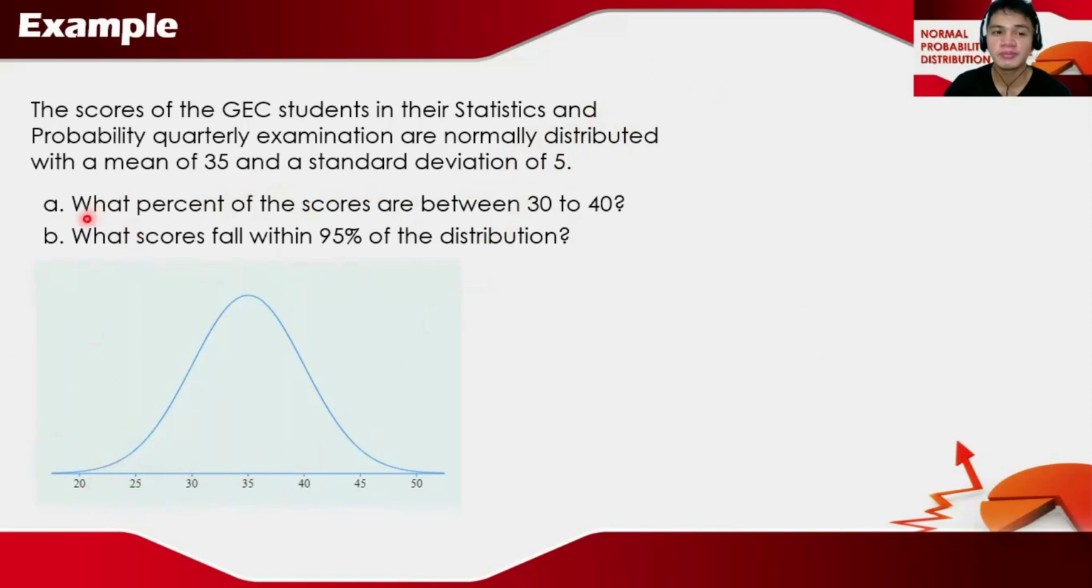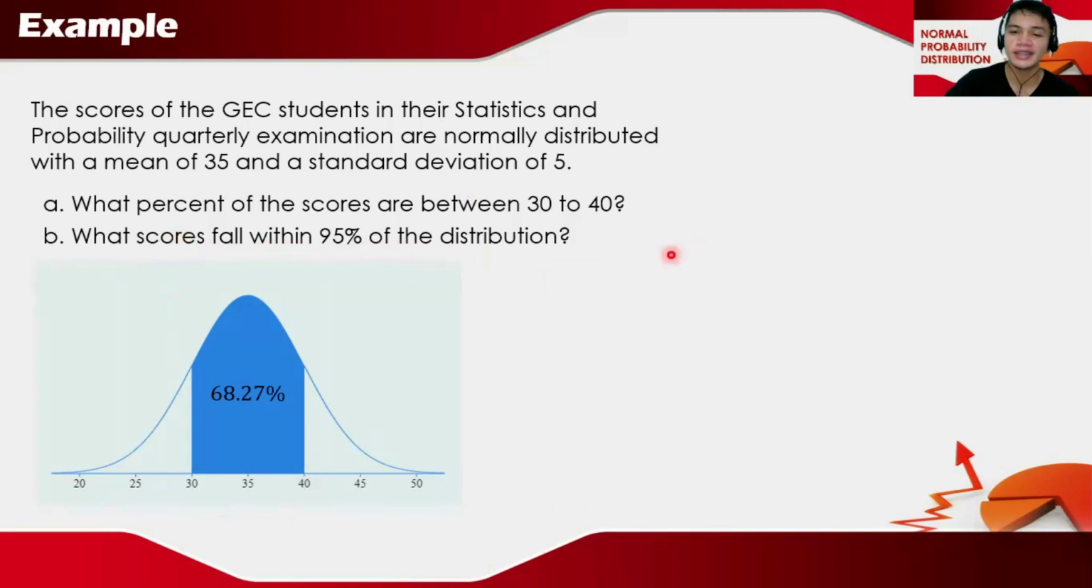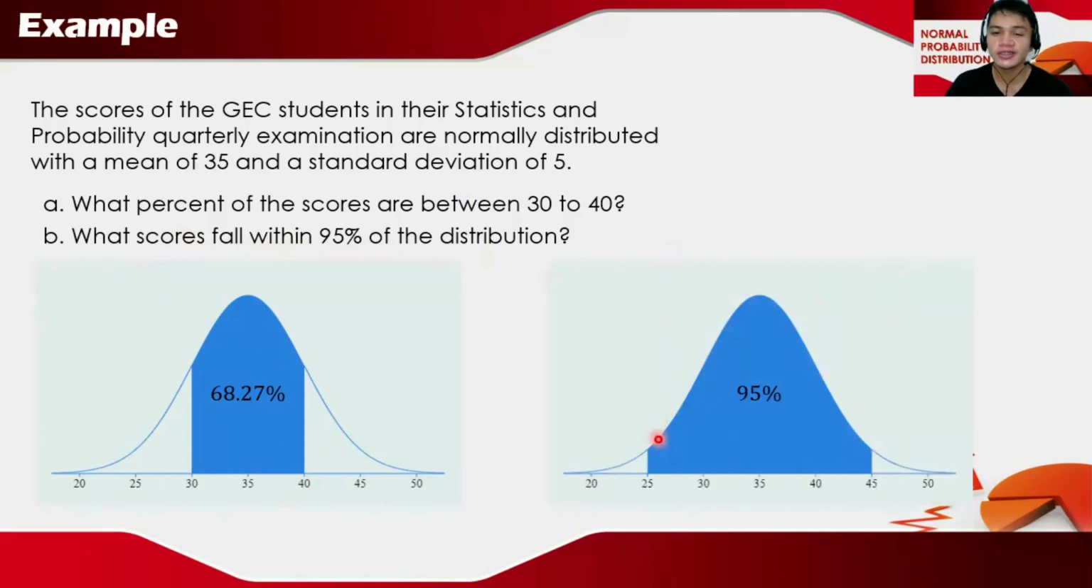To answer question number 1, or letter A, what percent of scores are between 30 to 40? Since 30 to 40 is here, it will give us 68.27%. How about letter B? What scores fall within 95% of the distribution? When we plot it, it looks like this. So the scores between 25 to 45 fall under 95% of the distribution.